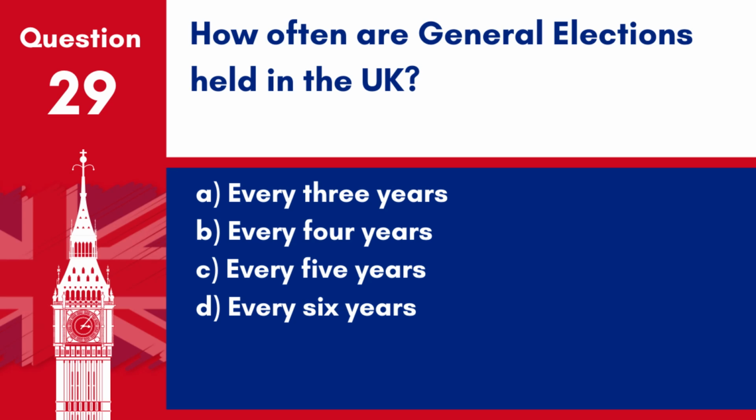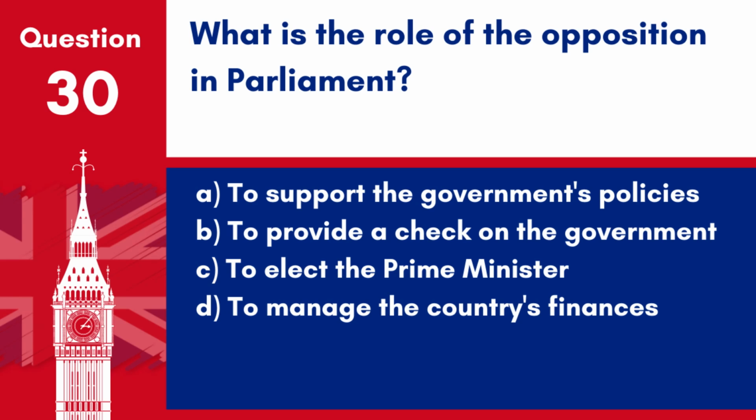How often are general elections held in the UK? A. Every 3 years. B. Every 4 years. C. Every 5 years. D. Every 6 years. Answer. C. Every 5 years. General elections in the UK are typically held every 5 years to elect members of Parliament to the House of Commons. Question 30. What is the role of the opposition in Parliament?